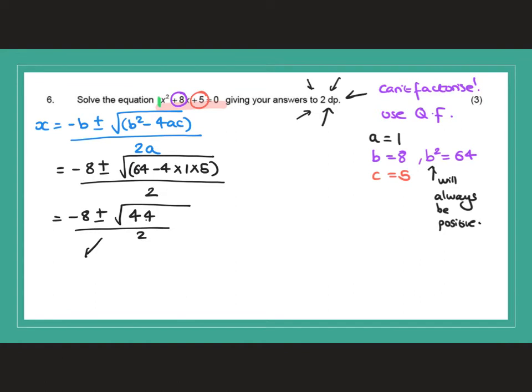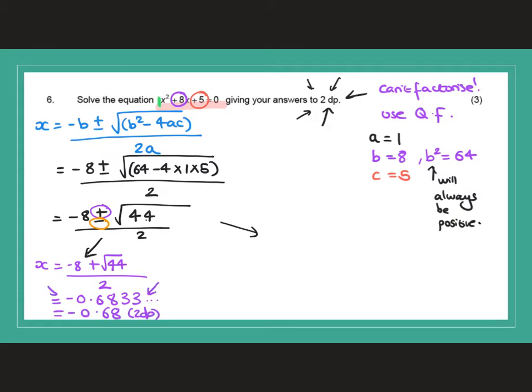Now, we need to work out both roots, the one where we've got a positive, and of course the one where we've got the subtraction. So starting with the addition first of all, x is equal to minus 8 plus root 44, all divided by 2, and we'll work out what that comes to. It comes to minus 0.6833. Remember, answers to 2dp, so minus 0.68, but notice I wrote down my calculator accuracy and then rounded underneath.